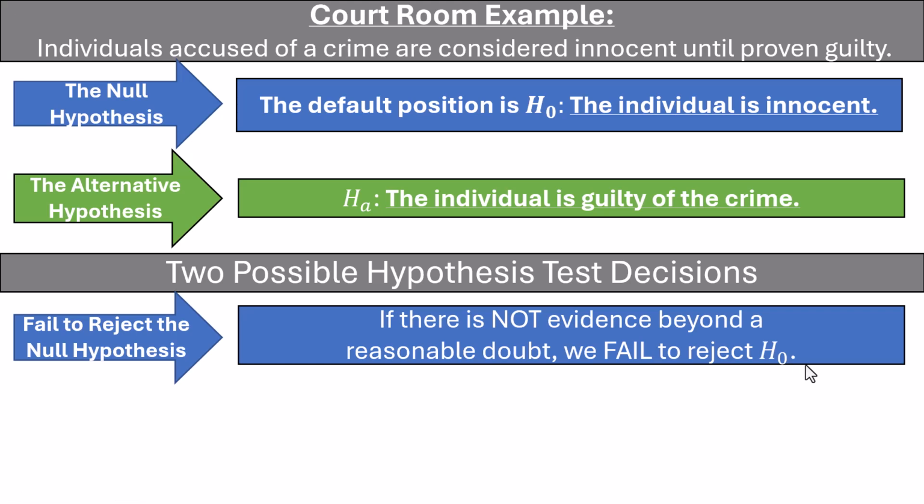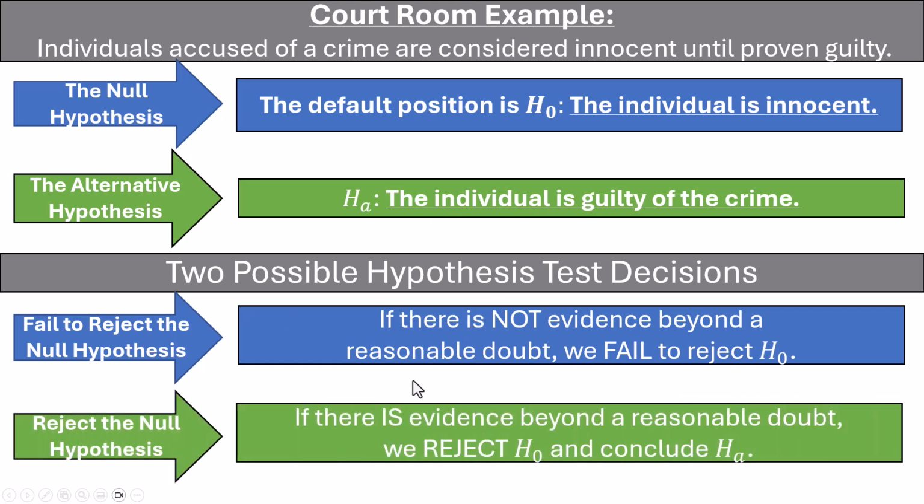So we could say, well, maybe there's a little bit of evidence against this person. He doesn't have the greatest alibi, but we don't have DNA evidence against this person. We don't have good enough evidence to really say that he's guilty. So we are going to fail to reject the null hypothesis. We're not going to say that they are guilty. Or it could go the other way.